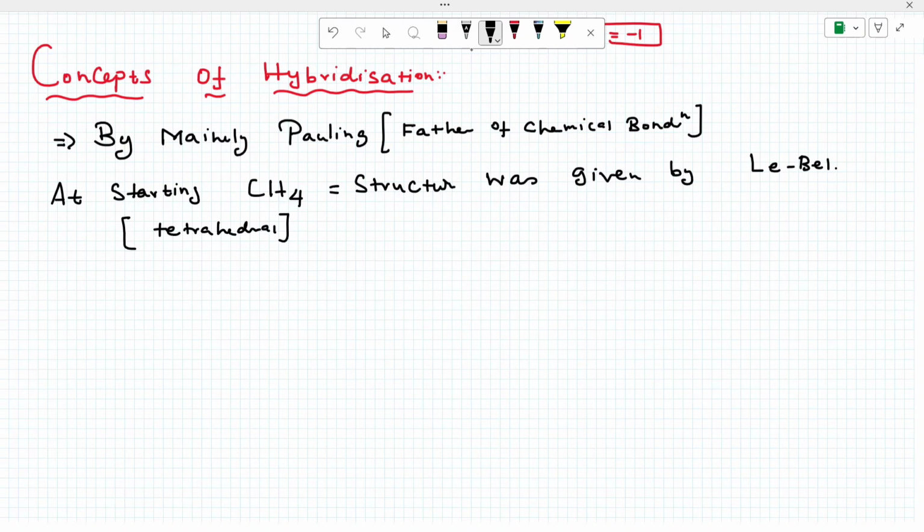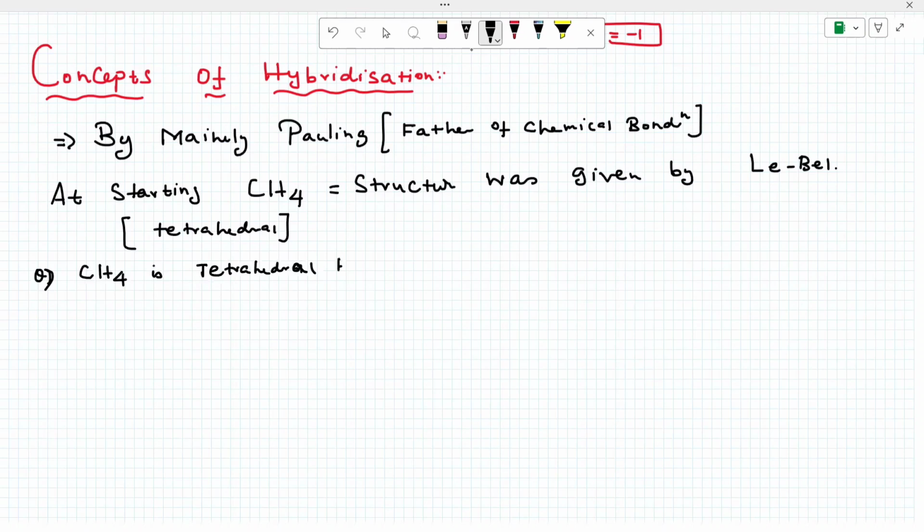One more important thing: in earlier times, scientists tried to find the structure of the methane molecule by doing other reactions, and they predicted the exact structure. Now a basic question: CH4 is tetrahedral. Who told it? Le Bel. Tetrahedral, because of what?